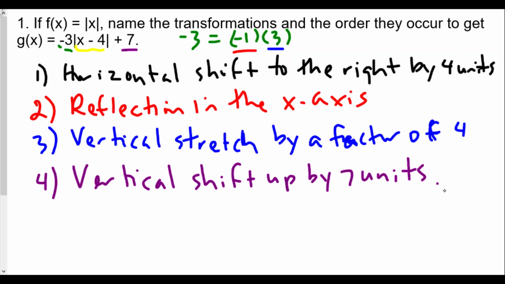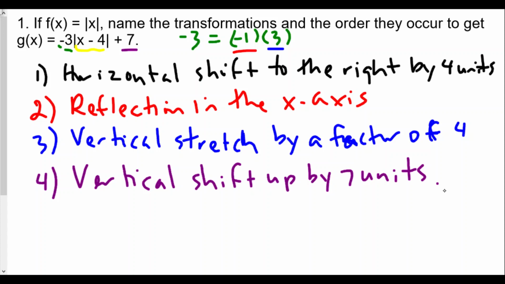I know a lot of students want to write as little as possible. When you do that, there's a strong possibility you're going to lose some points because you were not clear enough. Some of you might say, for example, number 2, reflection. And that's it. Well, I can't give you full credit because is it a reflection in the x-axis or y-axis, right? And for number 3, you'll say a vertical change by a factor of 4. No, it's a vertical stretch. Okay, so you have to be very specific in this case.